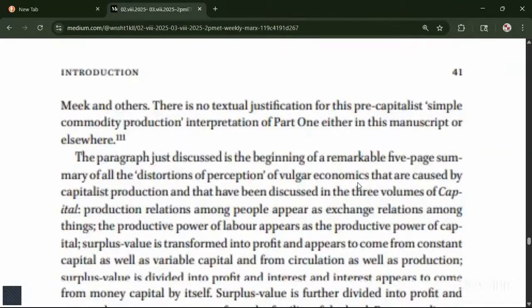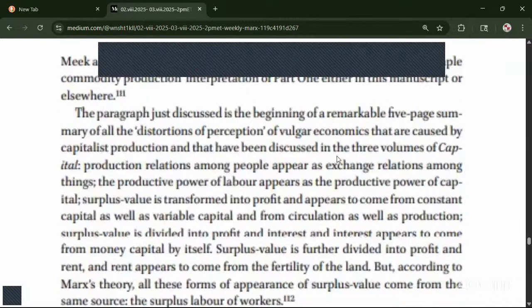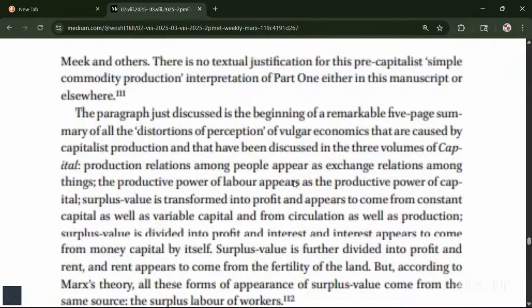The productive power of labor appears as the productive power of capital. Surplus value is transformed into profit and appears to come from constant capital as well as variable capital and from circulation as well as production. Surplus value is divided into profit and interest, and interest appears to come from money capital by itself. Surplus value is further divided into profit and rent, and rent appears to come from the fertility of the land. But according to Marx's theory, all these forms of appearance of surplus value come from the same source, and that is the surplus labor of workers, footnote 112.